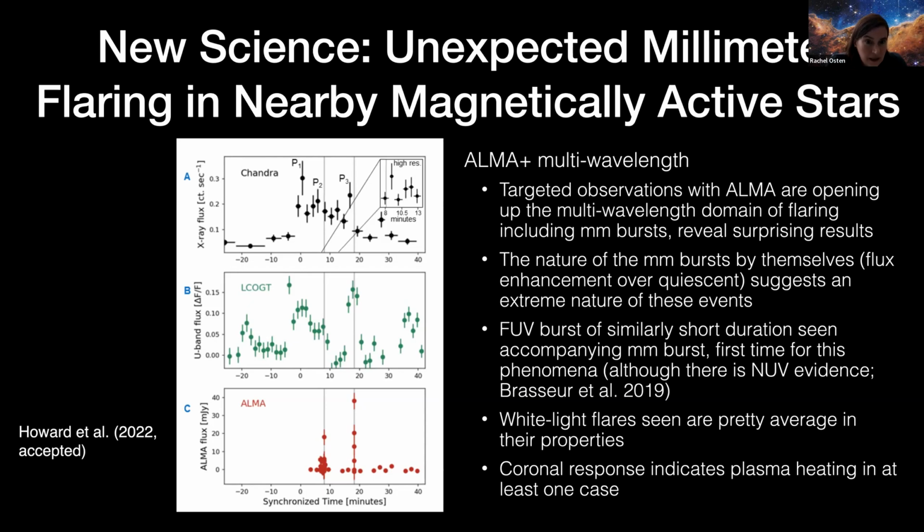The couple of ALMA flares appear to be accompanied by very weak enhancements at X-ray wavelengths. So that's indicating that there's plasma heating happening in at least this case. And what is interesting is that while the millimeter and the FUV suggest some extreme characteristics of these events, what we're seeing in the corona and in the white light flaring suggests that these are pretty ordinary run-of-the-mill events. There's nothing apparently outstanding or spectacular from those perspectives.